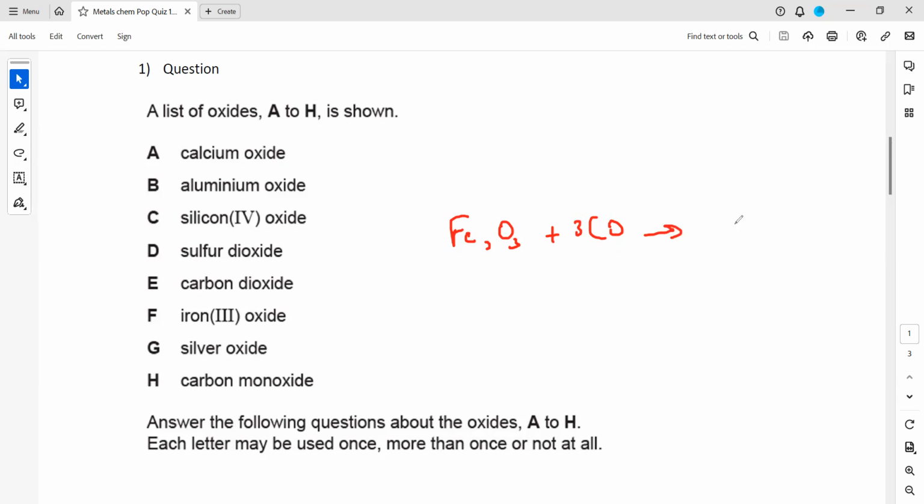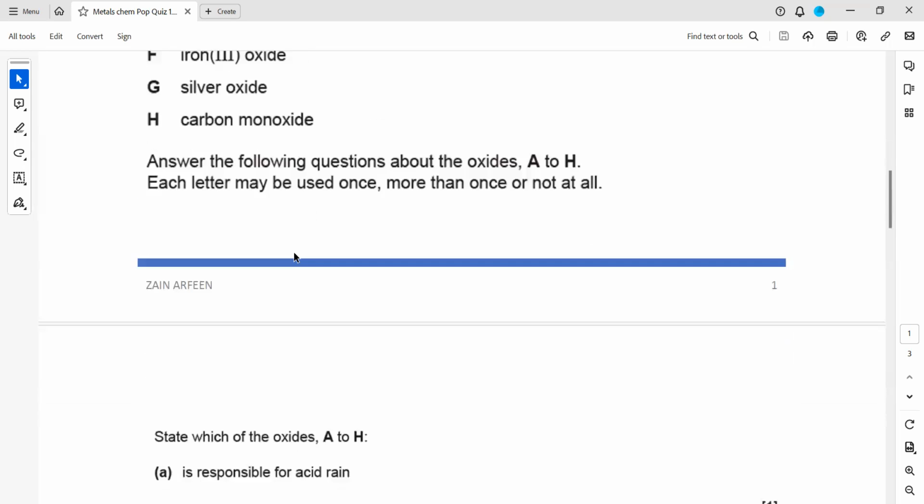It removes oxygen. So it will produce iron plus carbon dioxide. So this carbon monoxide, because it is removing oxygen from the iron, by itself it is oxidized, and when a substance is oxidized, it is known as a reducing agent. So carbon monoxide is a reducing agent, so H should be the answer for this.